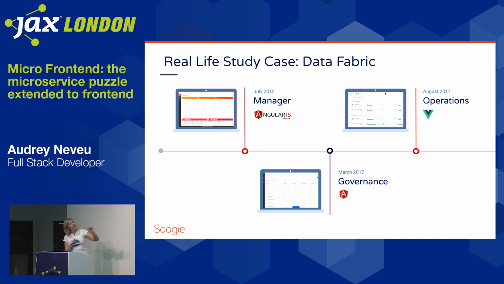And at this point of Saagie's history, we realized a few things. We knew at this moment that we would have to refactor the manager. Because, first of all, its workflow was not what the user workflow was. It was not working completely the way data engineers and data scientists were working, so we had to refactor this one. Then, obviously, the manager, when it was delivered, it was a monolith.